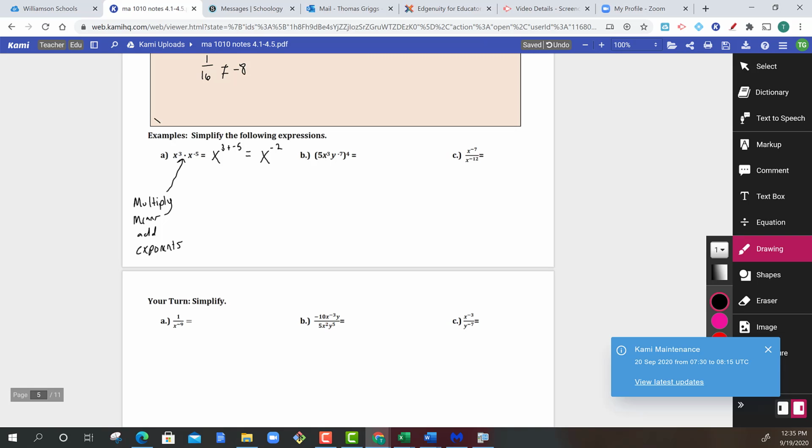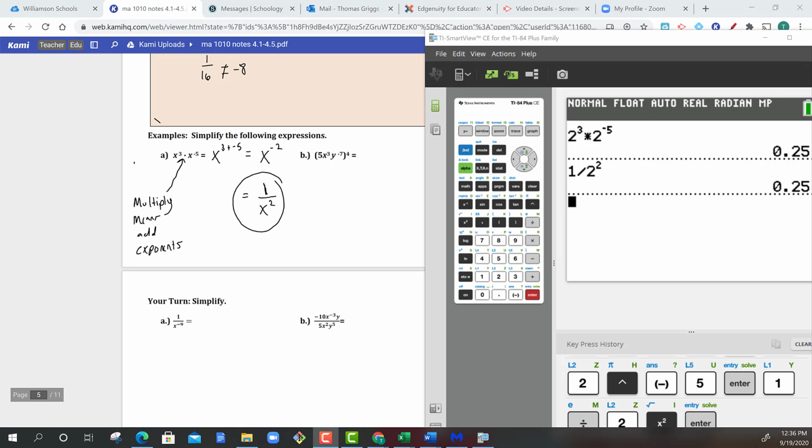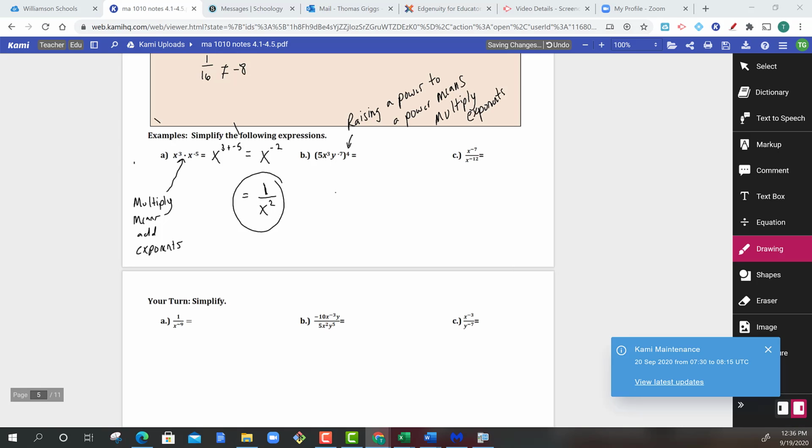We never want our final answer to have negative exponents, so just like before, to remove the negative exponent, we're going to put it in the denominator of the fraction. So we get 1 over x squared. And again, I substituted 2 in the original problem and 2 in for the answer to verify that those expressions are equivalent. All right.